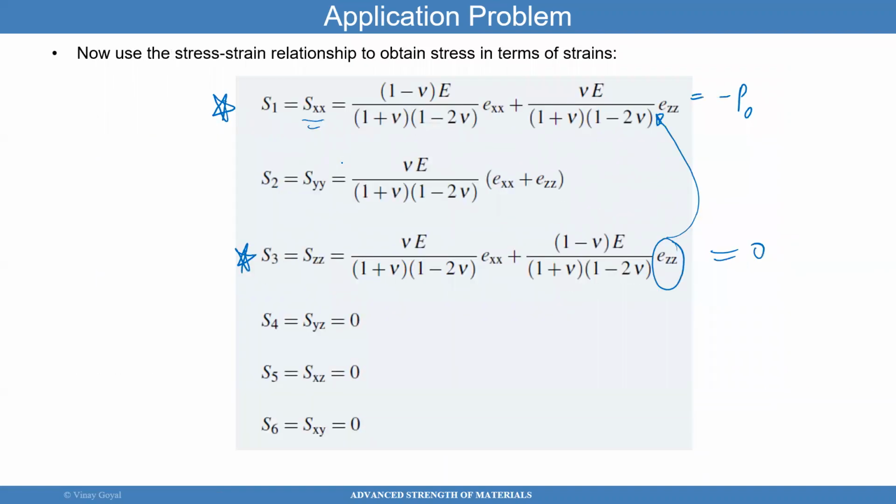And then it turns out that once you have all that, since you know epsilon XX and you know epsilon ZZ from the previous two equations, this one and this one, I was able to solve for that. I can actually calculate then the stress in the Y direction, which actually there will be a stress due to that.